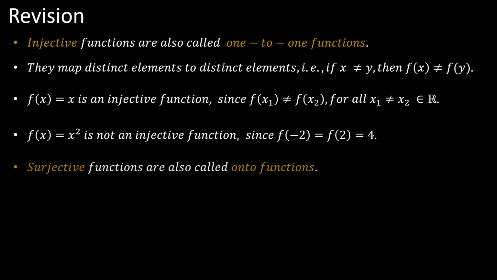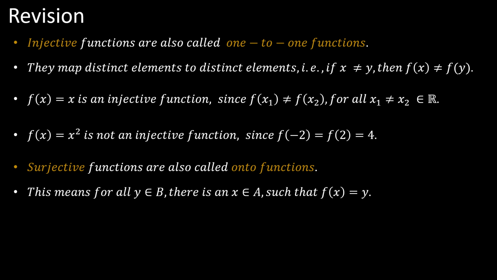So this is not an injective function. Then what are surjective functions? Surjective functions are also called onto functions, and this means that for all y being members of a vector space B, or a codomain B, there is an x in the domain A such that f(x) equals y. In other words, for any item in the codomain, there is a corresponding item in the domain space.